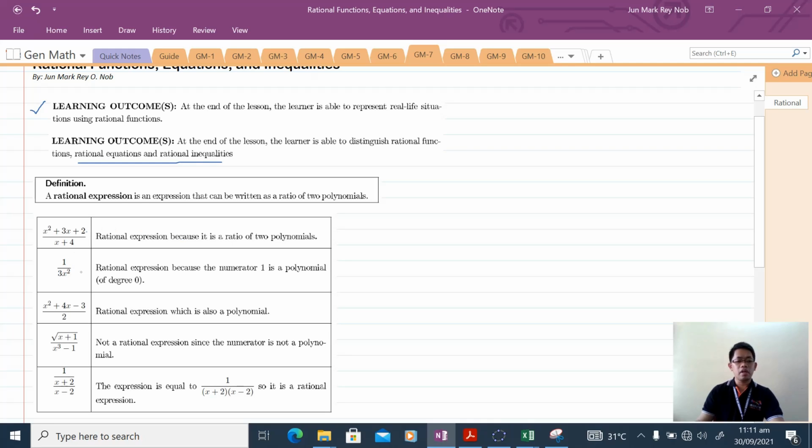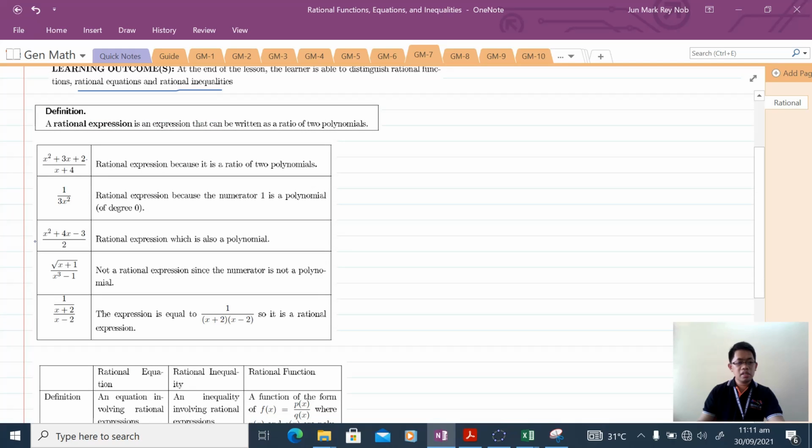So for example number 2, this is also a rational expression because the numerator and the denominator are both polynomials. The numerator is of degree 0. Number 3 is an example of a rational expression because the numerator is a polynomial of degree 2. The leading coefficient is 1 right here, and the denominator is also a polynomial.